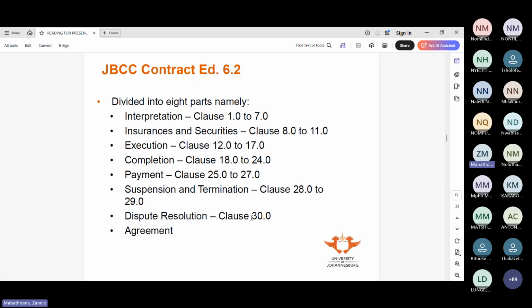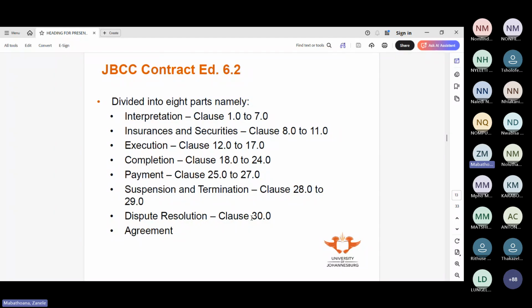Then the third part is your execution. These clauses from 12 to 17, they speak to how the contract is executed during construction. Then 18 to 24 has to do with completion. The payment clauses, clause 25 to 27. And then you have suspension and termination. So clause 28 to 29, 28 deals with suspension.